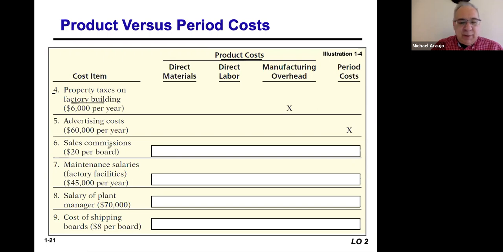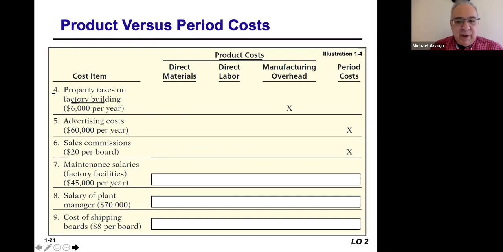Sales commission, you need people to sell all those boards, and it's 20 bucks a board. So again, selling the board does not mean it's being produced, right? It means it's being sold. And so it's going to be a period cost.